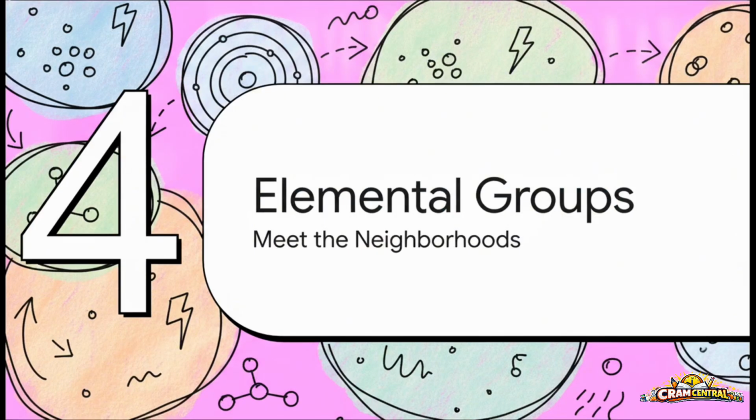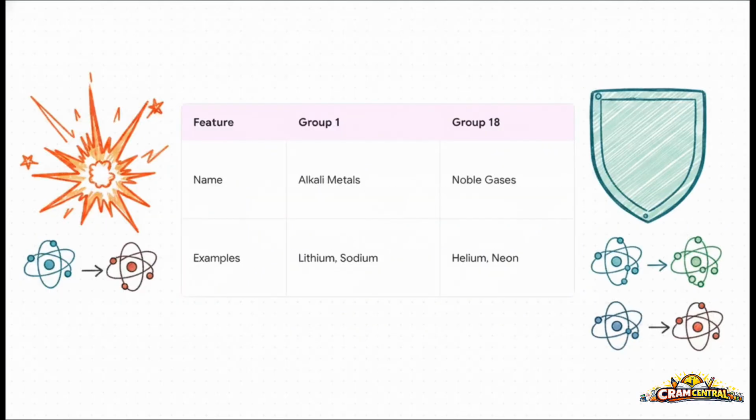Finally, Section 4, exploring elemental groups. Let's meet the neighborhoods. Let's look at a couple of these families side by side. Take Group 1, the alkali metals, which has 7 elements including lithium and sodium. Because of their structure, these guys are highly reactive. Drop pure sodium into water and it literally explodes.